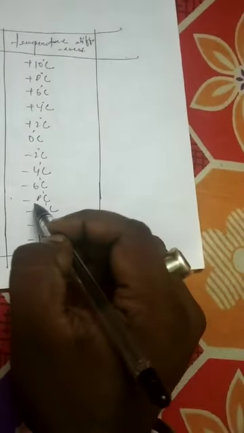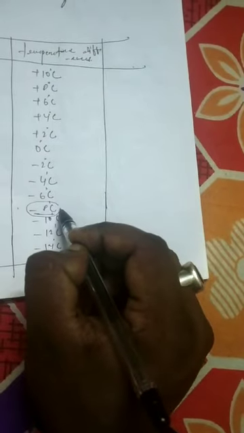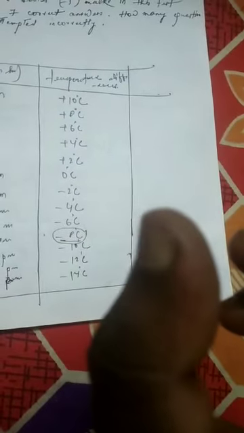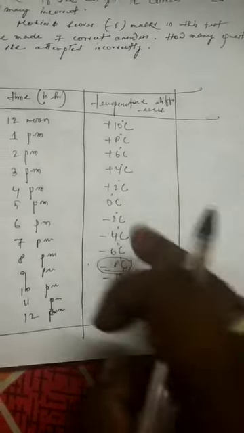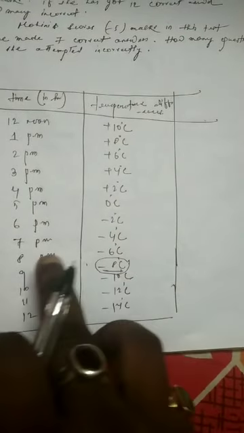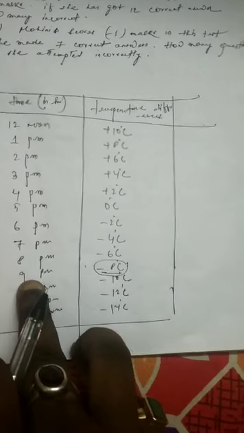Now, the question is, at what time will the temperature be 8 degrees Celsius below 0. 8 degrees Celsius below 0 means they are talking about minus 8 degrees Celsius. What they actually wanted to mean in this question is at what time the temperature will be minus 8 degrees Celsius. According to my table, as I can see, minus 8 degrees Celsius will be at 9 p.m., in the evening, 9 p.m.